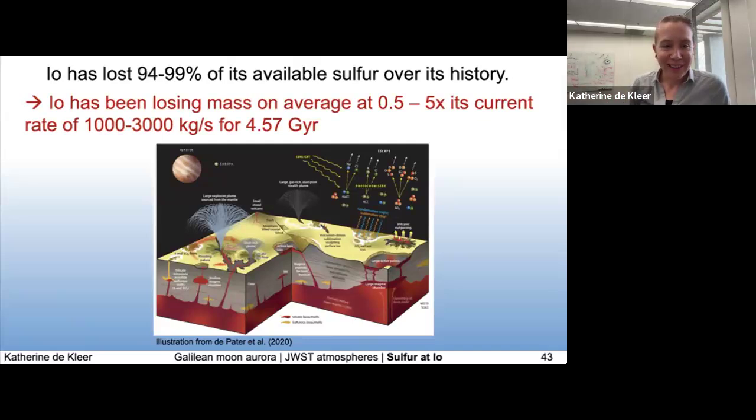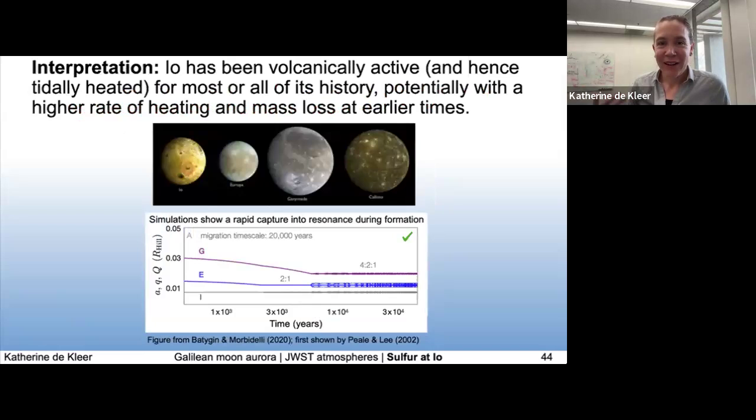So just by looking at these gas lines in the atmosphere, we were able to say that Io has in fact been volcanically active for most of this history. And because that volcanism is driven by tidal heating, that reflects on the longevity of the tidal heating and the orbital resonance between the three moons, and actually fits quite nicely with formation scenarios, which generally predict that these three moons get captured into orbital resonance essentially at the time of formation.